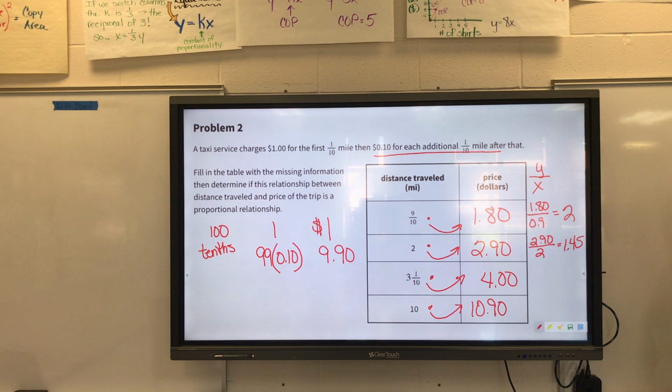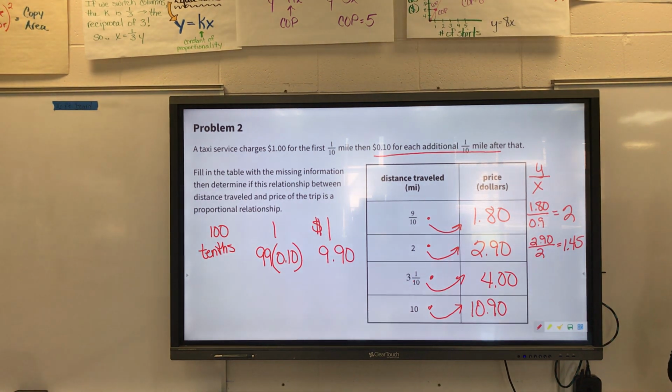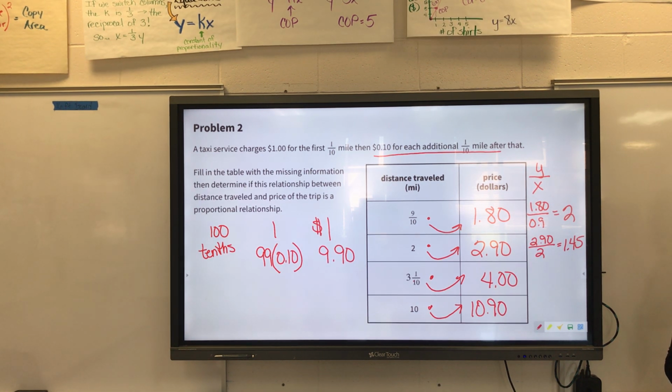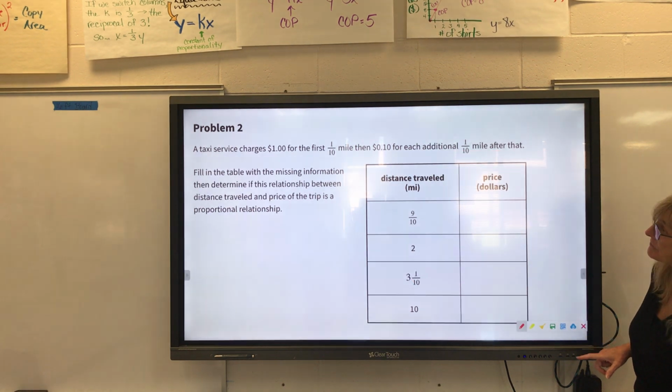Okay, take a screenshot of that if you didn't get it written down. Do we even need to go on? No, we know right now it's not proportional, so we don't have to go any further. All right, who needs more time? Awesome. All right, let's move on to question 3 now.